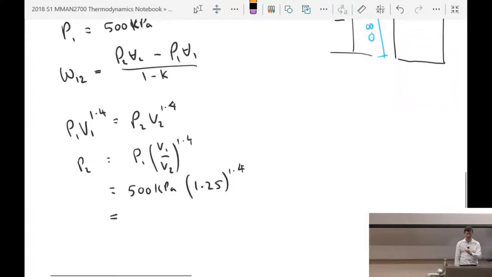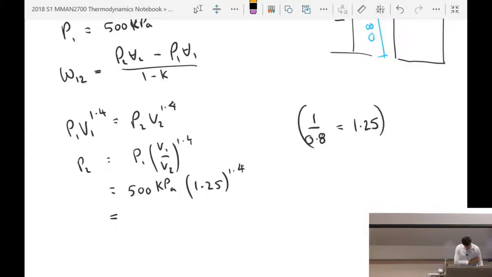What's P2 equal when you get there? I'll clean up my letters. That's not what I got. Hang on. Is it? No, good. Excellent, good.